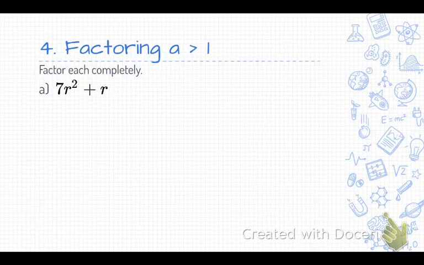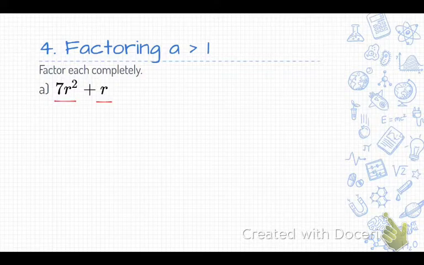Okay, we have 7r squared plus r. On the previous problem, what did we have to do from the very beginning? At the very first step, what do we have to do first? We had to find the GCF. Does this have a GCF?